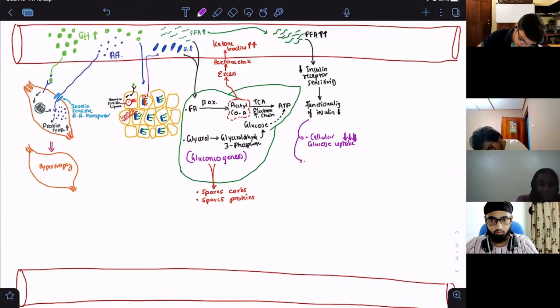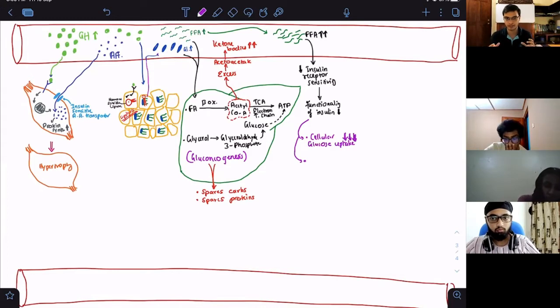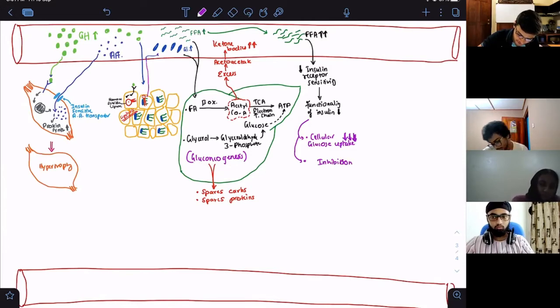Another one, guys. When insulin is there, what happens to the gluconeogenesis pathway? Don't worry, we haven't taught you. These will be taught in insulin physiology. If you know, just tell me. When insulin is there in our body, gluconeogenesis pathways are going to be reduced. Usually, insulin inhibits gluconeogenesis.